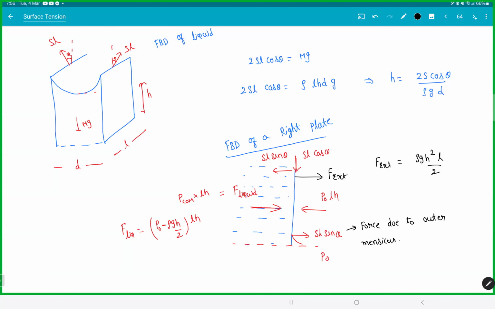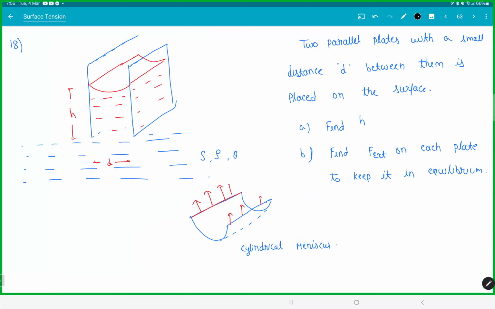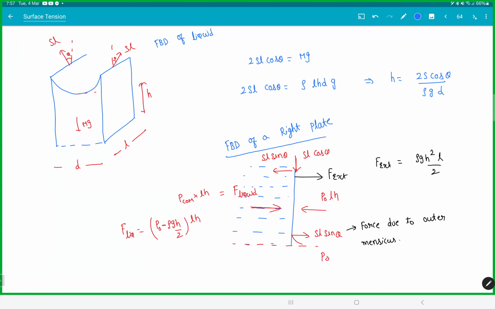SL cos theta, there is no one balancing it. So we are assuming the plate is remaining in vertical equilibrium. We are only interested in horizontal. Vertically there's no one to balance. The plate will try to go inside. So someone is holding it vertically. So maybe I should have said F external horizontal. I'm right, I have to include that also. SL cos theta in the vertical direction. 2 SL cos theta actually.